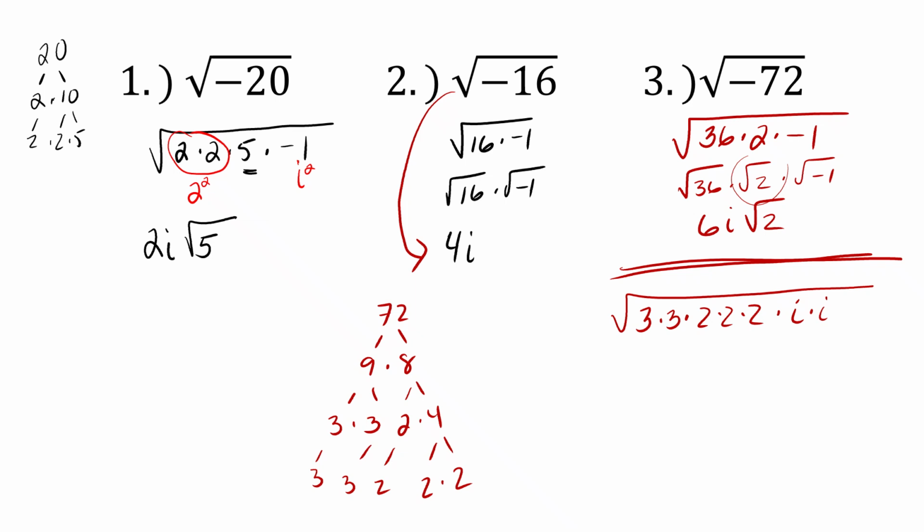And now we're going to look for perfect squares. So we see a 3 squared, I see a 2 squared, and I see an i squared. And so the square root of 3 squared is 3. The square root of 2 squared is 2. The square root of i squared is i. And the only thing left under there is the 2. And 3 times 2 is 6. Okay, so both of those methods work.